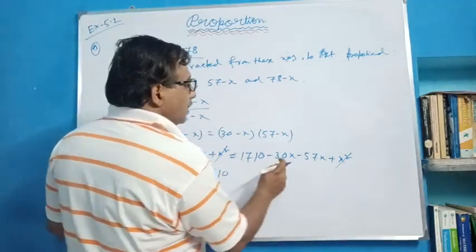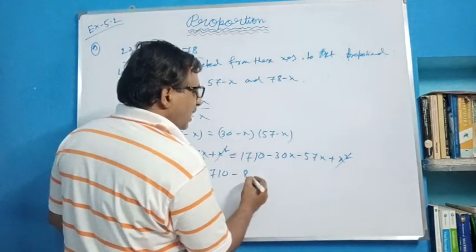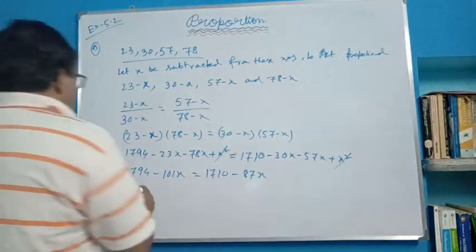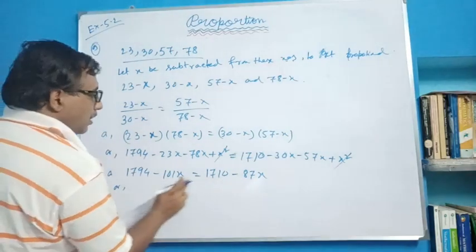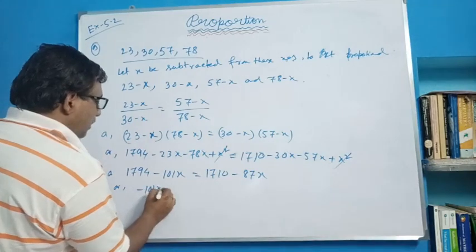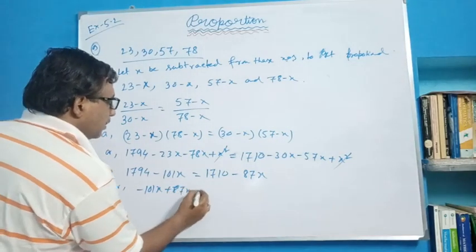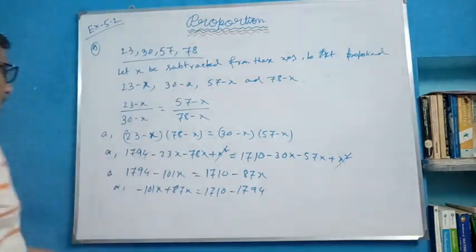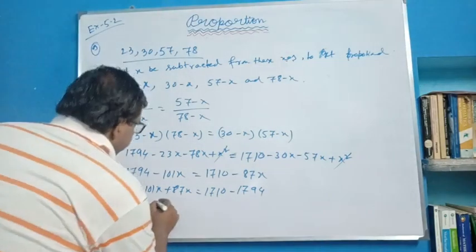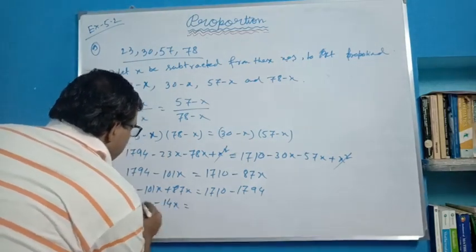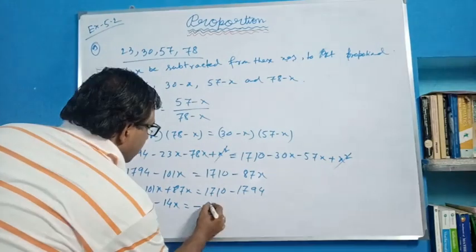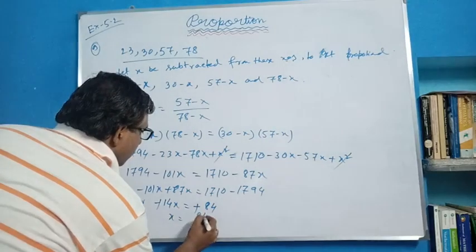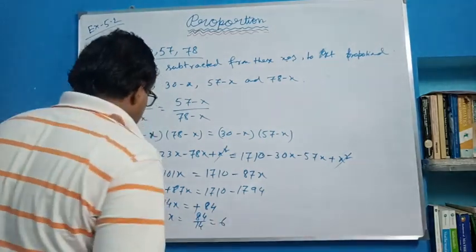And 1710, 30 and 57, most probably 87. Yes. Or this is plus 101x minus 87x, 1710 minus 1794. So 101 minus 87 is 14 most probably. Minus 14x is equal to minus 84. Minus minus cancels out, x is equal to 84 by 14, that is 6.